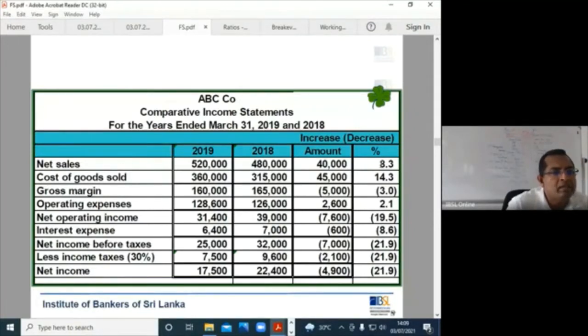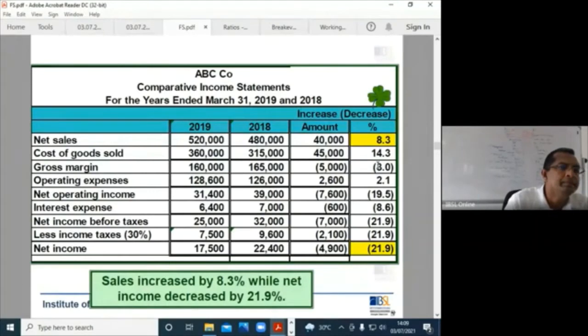That is an 8.3% growth. So in the P&L, net sales has increased from 480,000 to 520,000, which is 40,000 growth, which as a percentage is 8.3% growth. Right, this is the P&L.